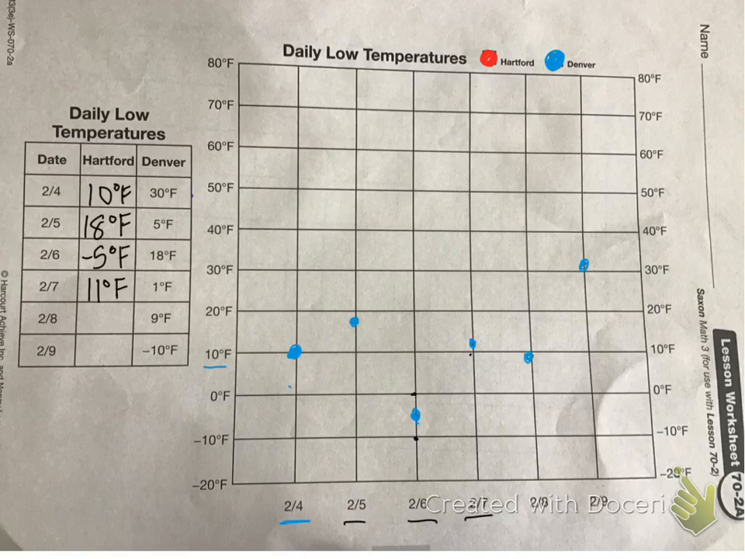The next dot on the 8th is right below the 10, so that's probably going to be 9 degrees Fahrenheit. And then the final day is up here, and the dot is right above the 30 degrees mark, so this is probably about 31 degrees Fahrenheit. Now that we have all the dots, once you put your dots on the graph, you can start connecting the dots with a line. That's why it's called a line graph. I'm going to connect the dots from day to day.